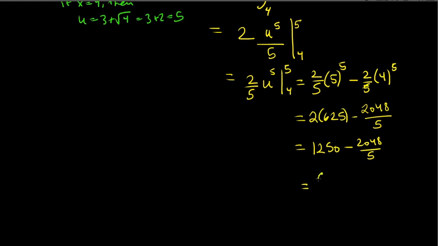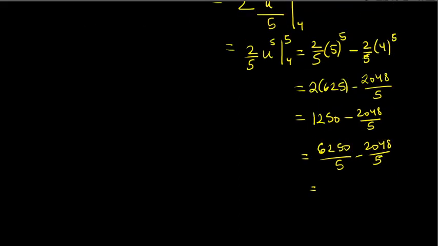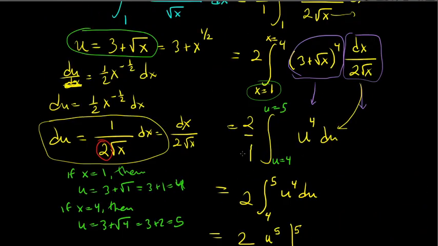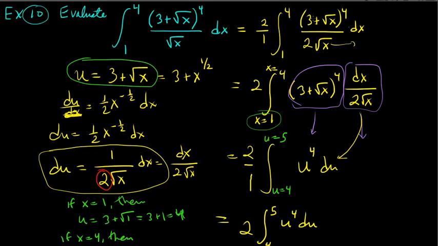Okay, I think I got it. It's 6250 divided by 5 minus 2048 over 5. And when you subtract the numerators, you get 4202 divided by 5. Or, if you prefer decimals, 840.4. Either way, that's the answer here. So this is equal to 840.4.